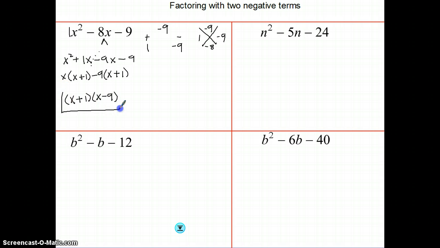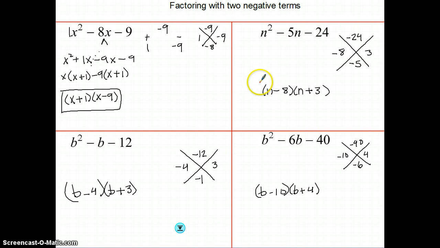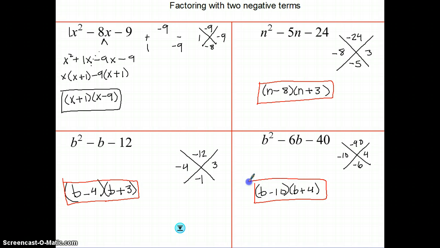Go ahead and take a moment to pause the video and try the next 3 on your own. From your first, you should have had n minus 8 times n plus 3. The bottom left, b minus 4 times b plus 3. The bottom right, b minus 10 times b plus 4.